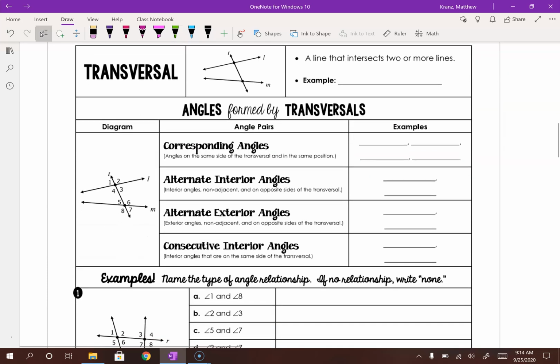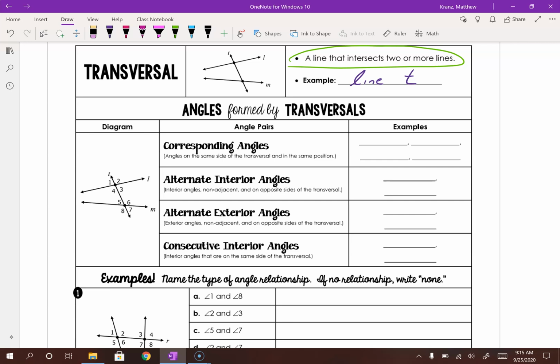All right, moving on to a transversal. A transversal, which is one of the most important things we're going to talk about in this class, is a line that cuts 2 other lines. So a line that intersects 2 or more lines is defined as a transversal. So that means that line T is a transversal. See how line T goes through 2 other lines? That's our transversal. Now, when we do this, it forms different types of angles, right?